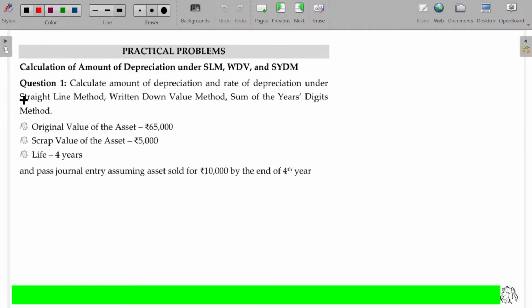Now, question number 1. Calculate the amount of depreciation and rate of depreciation. Two items are going to be calculated under the straight line method. The written down value method and sum of the years digits method, we'll deal with later on. So first let me finish off the straight line method of depreciation. Number 1, amount of depreciation.